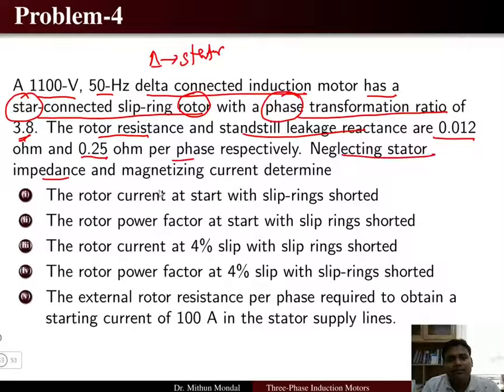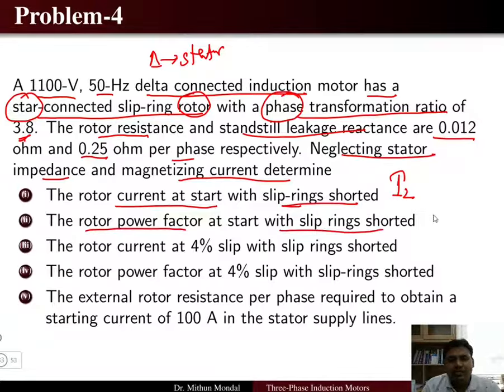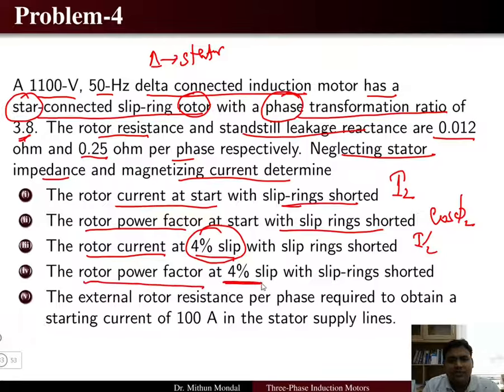Neglecting the stator impedance and magnetizing current, determine the rotor current at the start with the slip ring short circuited. So what is the value of the rotor current at the standstill condition? The rotor power factor at the start with slip ring short circuited. So what is the value of cos phi 2 when the rotor is standstill? The rotor current at 4% slip. So when the slip is 4%, what is the value of the rotor current I2 dash? The rotor power factor at 4% slip. So what is the new value of the power factor cos phi 2 dash?